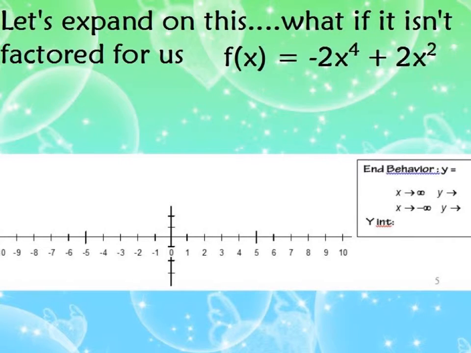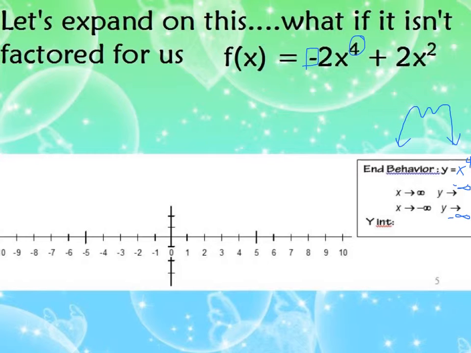My end behavior. Now, if it's not factored out, you're only looking at your highest power. So my highest power is a 4. So it's going to behave like an x to the 4th. All right. However, there is a negative here, so that means my nice parabola shape is actually going to be upside down. So I'm going to start low, bounce around a little bit, and come back down. So as x approaches infinity, y goes to negative infinity. As x approaches negative infinity, y goes to negative infinity.